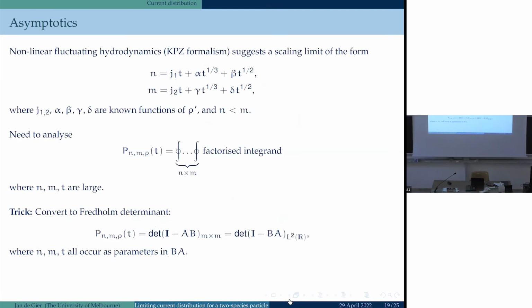Okay, so then the asymptotics. We want to think of the particle numbers growing in time linearly, and then they fluctuate on the order of either t to the 1/3 or t to the 1/2. So these alpha, beta, gamma, delta are predictions given by hydrodynamics. What you can do is confirm these predictions, or we take these as unknown parameters that will be fixed self-consistently when you do the steepest descent asymptotics.